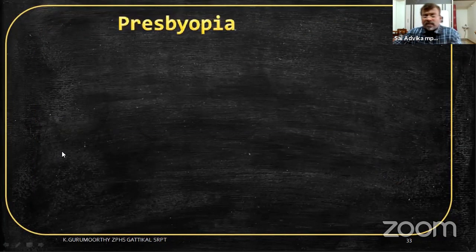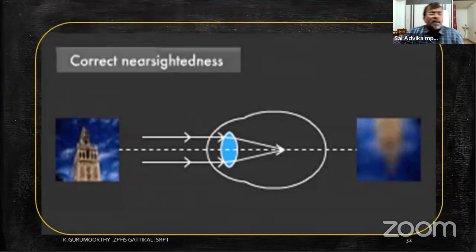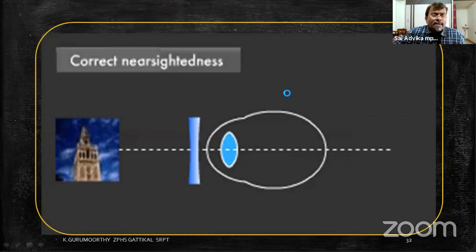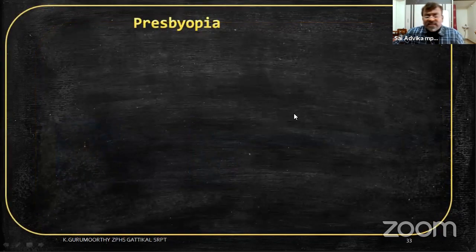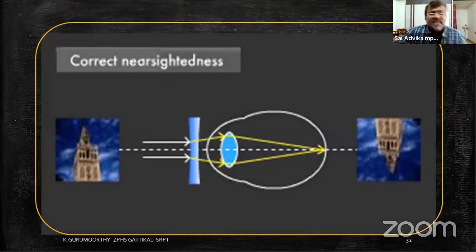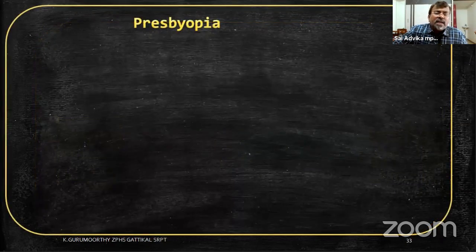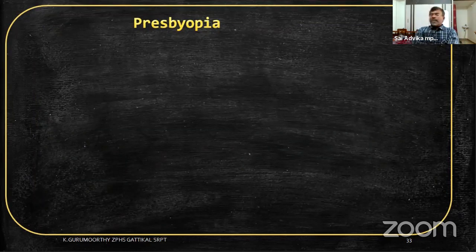How is this hypermetropia corrected? Hypermetropia is corrected with the help of a convex lens, a converging lens. Yes, with the help of a converging lens, that is a convex lens, we can correct hypermetropia.